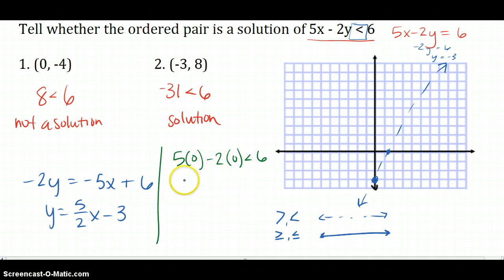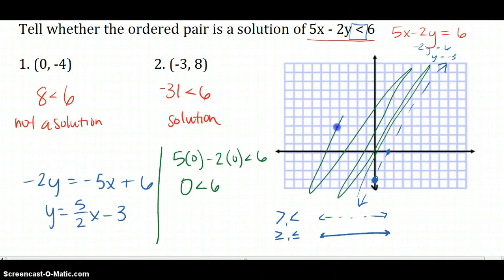When I do that, I end up getting 0 is less than 6. You're trying to figure out if this is true or not. Is 0 less than 6? Yes, it is. That's true. So that means you're going to shade on the side with 0, 0, because this is true. 0, 0 is a solution.